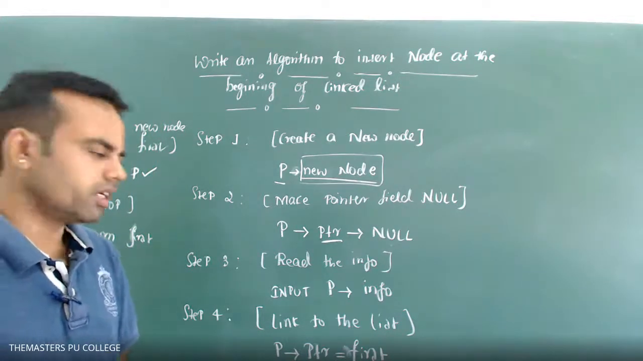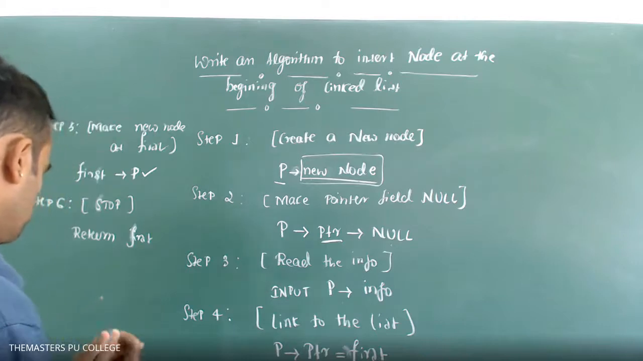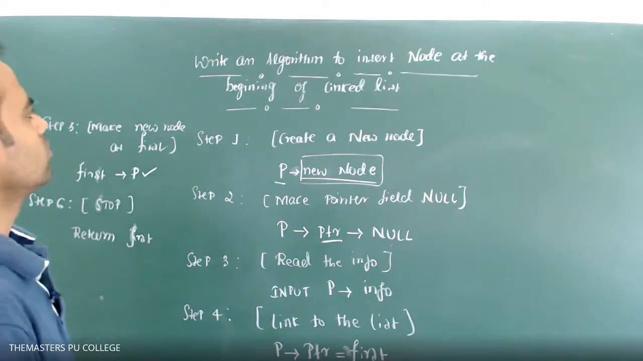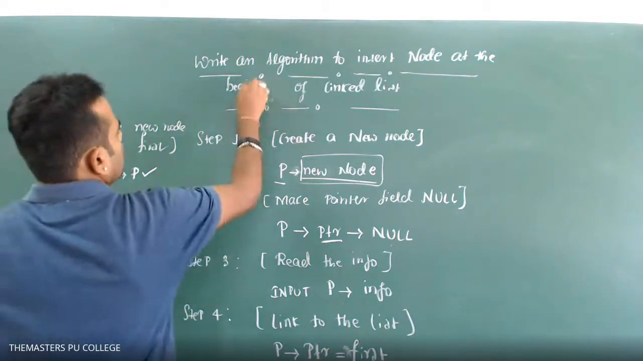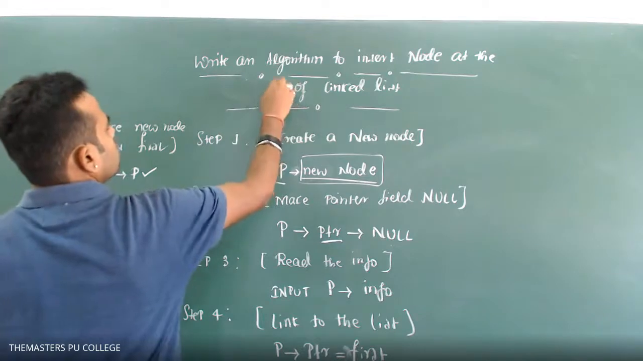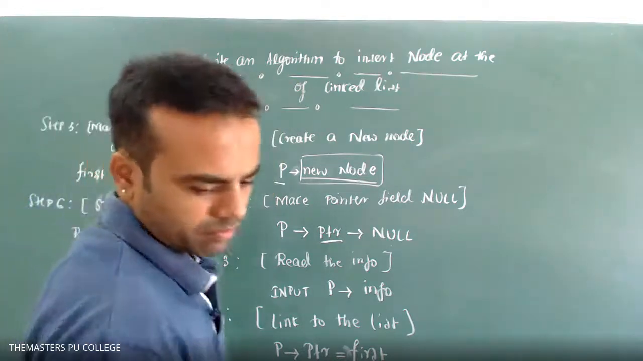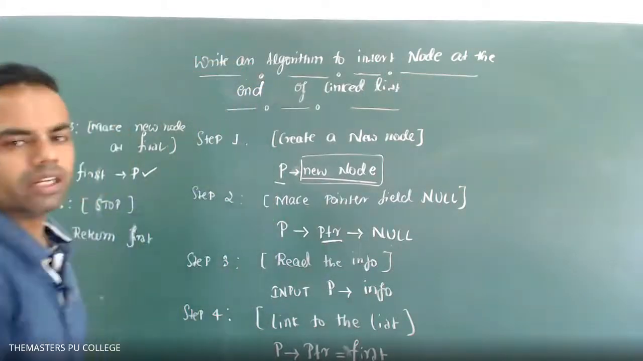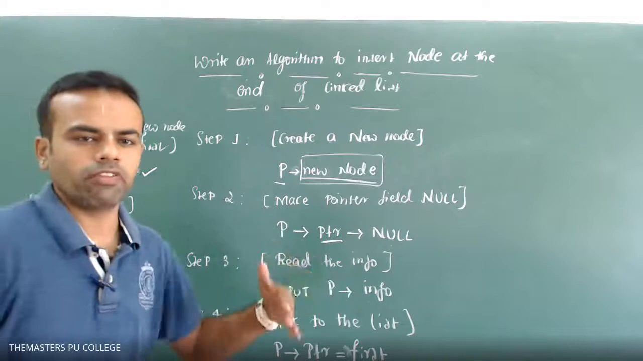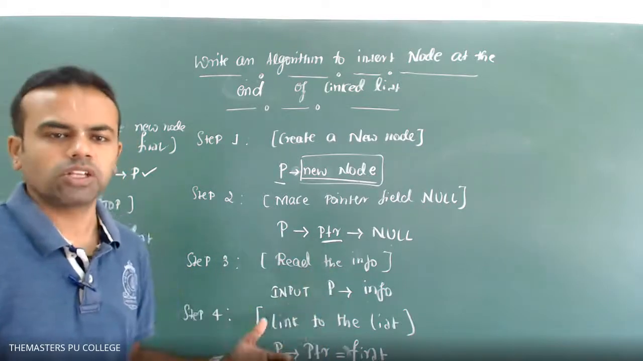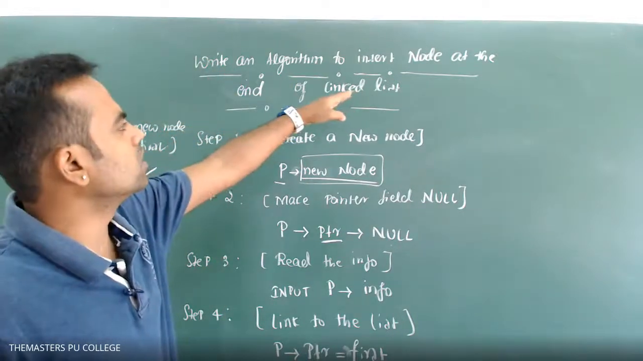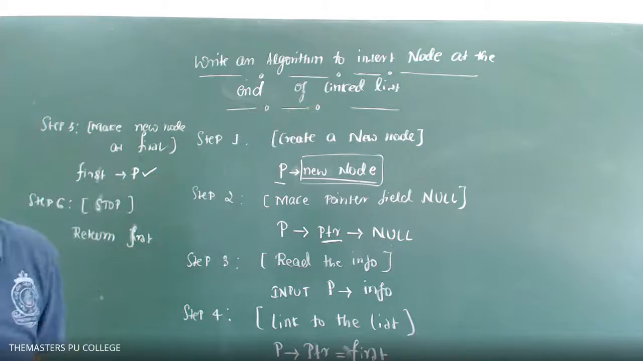Okay, right. Next, write an algorithm to insert the node at the end of the linked list. We'll do this, end of the linked list. Okay, after that, in between at a given position we can insert the node in the linked list. Okay, just you go with that. So write an algorithm to insert the node at the end of the linked list. Okay, right now. Clear is this?